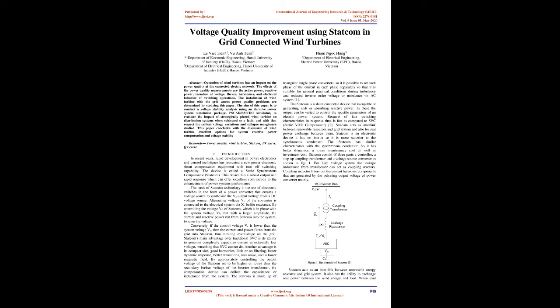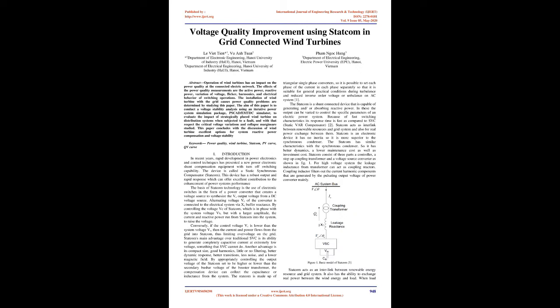performance. The basis of Statcom technology is the use of electronic switches in the form of a power converter that creates a voltage source to synthesize the VC output voltage from a DC voltage source. The alternating voltage VC of the converter is connected to the electrical system via XC buffer reactance. By controlling the voltage VC of Statcom, which is in phase with the system voltage Vs but with a larger amplitude, the current and reactive power flow from Statcom into the system, to raise the voltage.